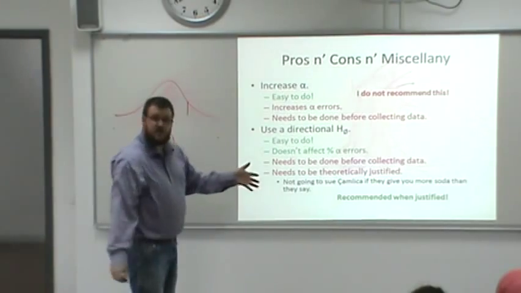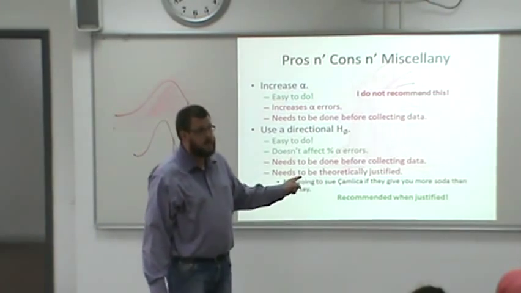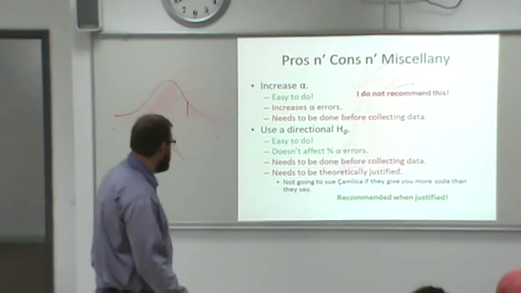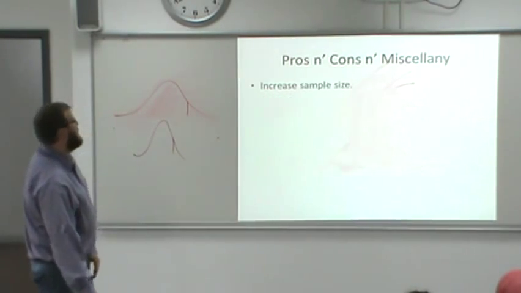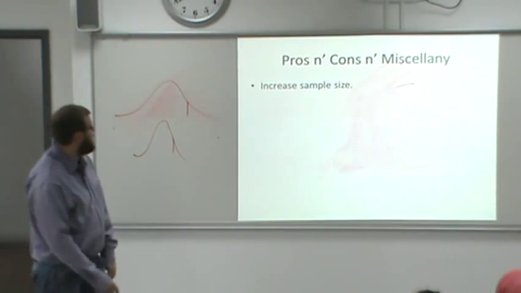I would recommend this when it's justified. When you have a good reason for doing a one-tailed test, use it. It's a great way to increase power without affecting your alpha error, but you really need a justification to do it. Okay, you can also increase sample size.